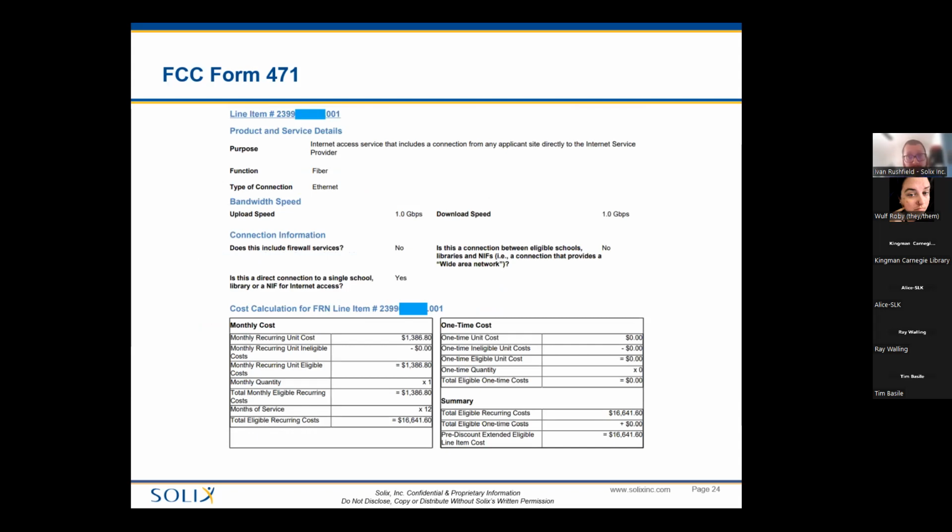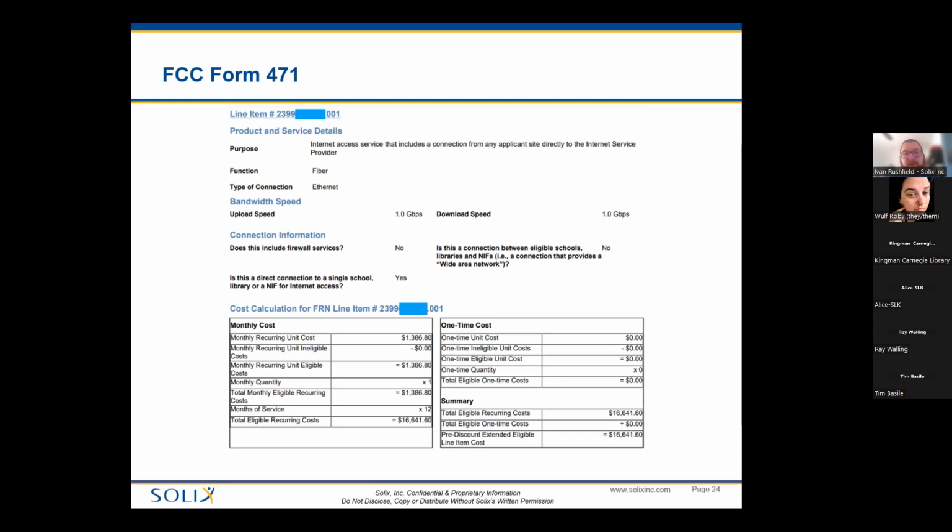That is fine. You are allowed to get internet to your non-instructional facilities. Libraries don't have this problem for the most part, although if you have a separate admin building, that entity would also be eligible for internet because it does serve the library.